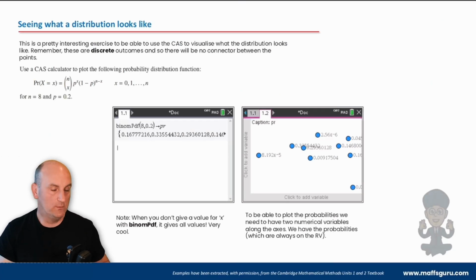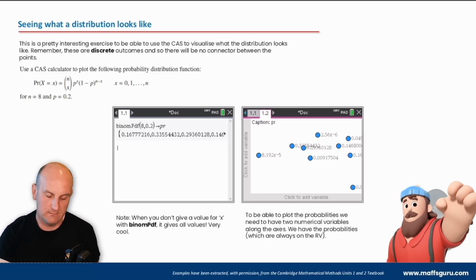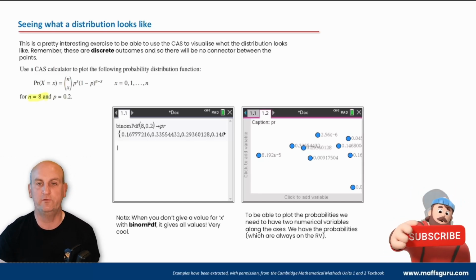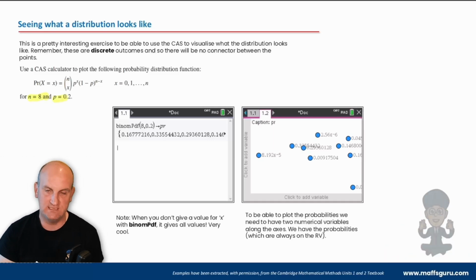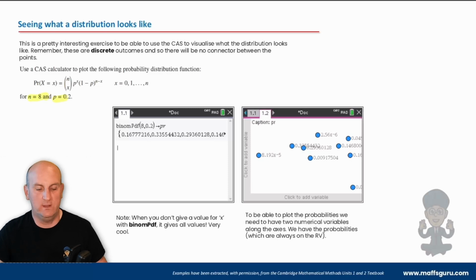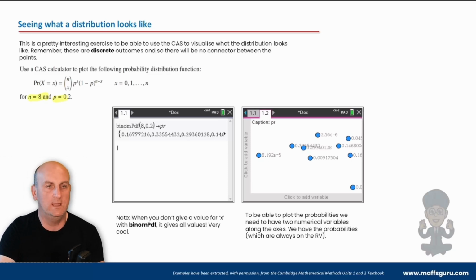Now we can also see what the distribution looks like. For any particular binomial distribution, we can see what it looks like. So imagine we've got an example where the number of trials is 8 and the probability of success is 0.2. Let's go menu, probability, distributions, binomial PDF. Number of trials, in this situation, is 8. Probability of success is 0.2. And that value of x is optional.